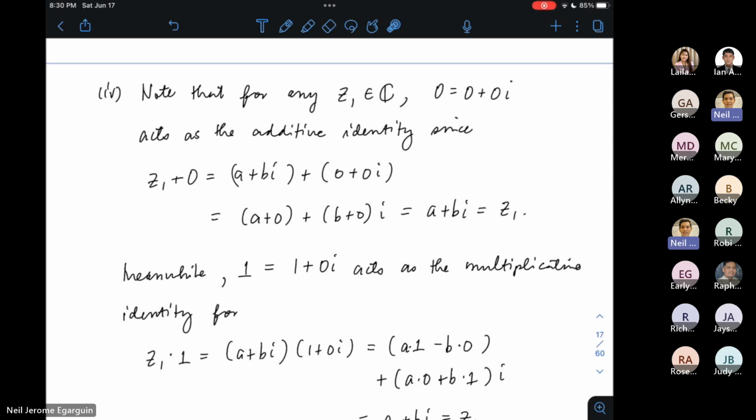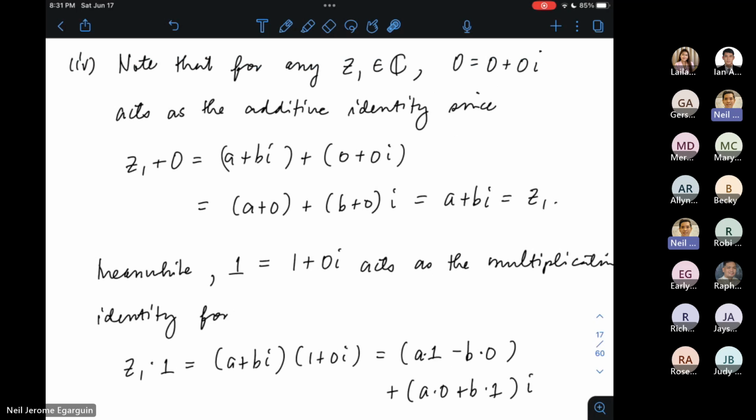Yung addition lang naman ng complex numbers ay ina-add natin yung real parts, which are both real numbers, at ina-add ko yung imaginary parts, which are also real numbers by themselves. So it makes sense na ang hula natin for the 0 of the set of complex numbers to be 0 plus 0i. Kailangan nyo nga lang i-prove na totoo na pag in-add mo si 0 plus 0i sa kahit anong complex number Z1, ang sagot ay si Z1 pa rin. Well, that's easy to prove, right? Because here, I'll just show that any complex number Z1, when added to 0, which our guess is 0 plus 0i, ay equal pa rin kay Z1.